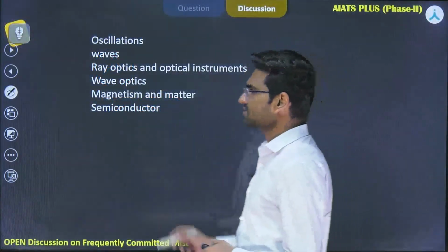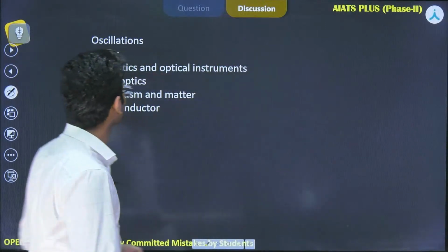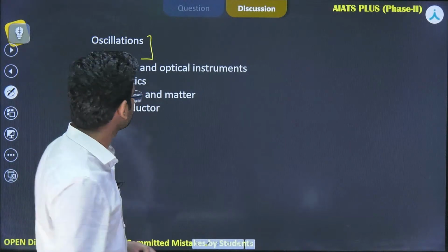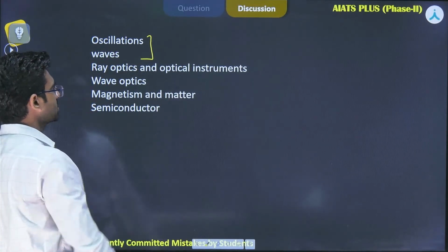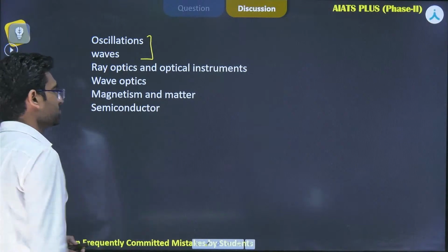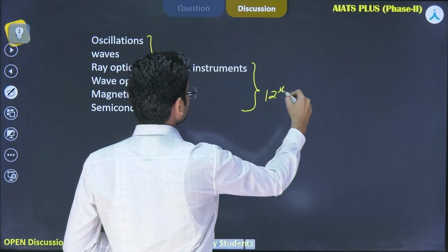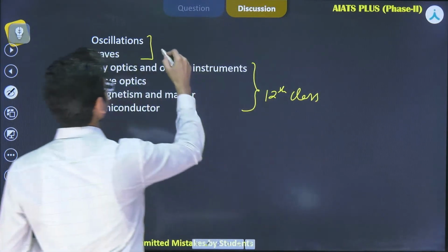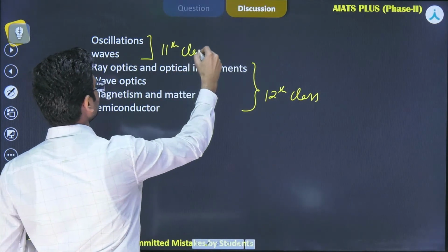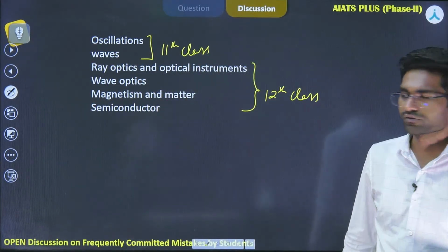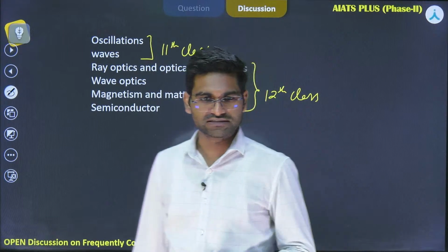So these are the chapters which we are going to discuss. Oscillations and waves, these are the last two chapters of your 11th class, and ray optics and optical instruments, wave optics, magnetism and matter, and semiconductor. These are from 12th class. So a variety of chapters which we are going to discuss today, right? And we are not just going to solve some problems only, we are going to build concepts around them. So let's see the first question.